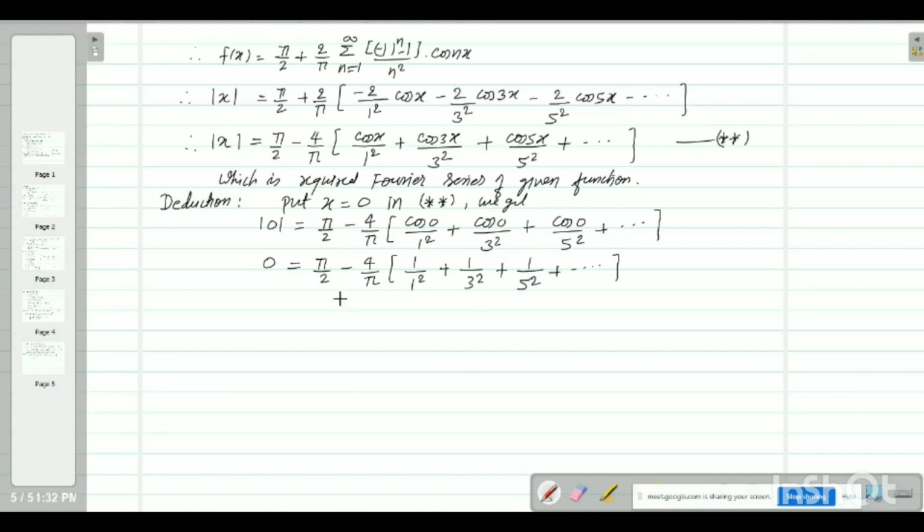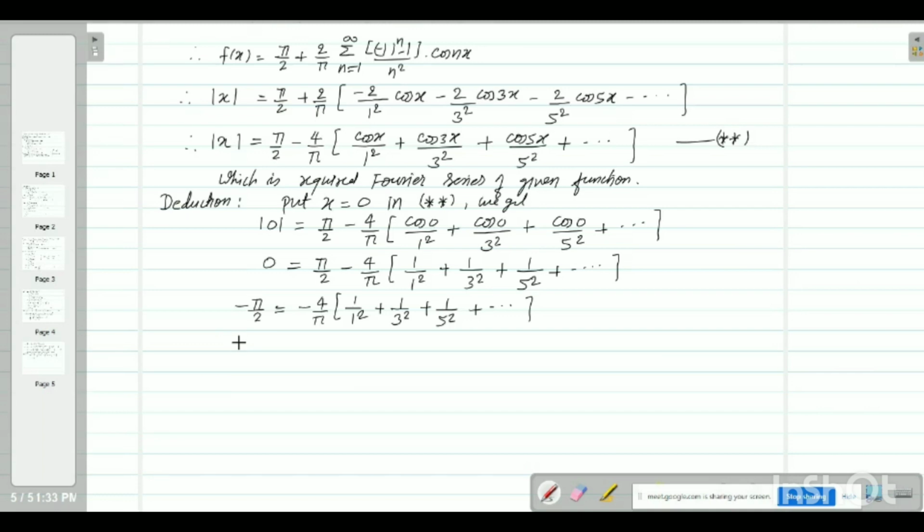Let us simplify more. So I'm shifting this to that side. So this becomes minus pi by 2, which is equal to minus 4 by pi in bracket 1 upon 1 square plus 1 upon 3 square plus 1 upon 5 square and plus so on. The next term will be 1 upon 7 square, like that. So minus sign and minus sign goes plus sign.